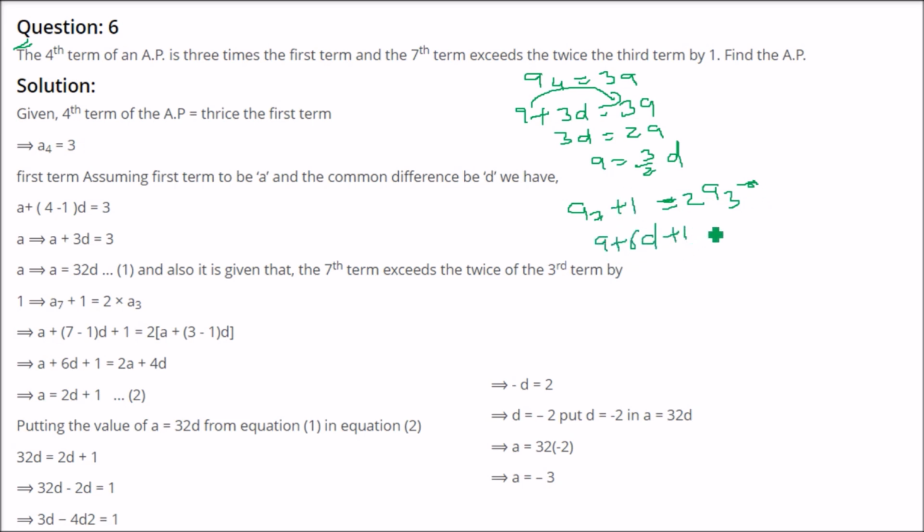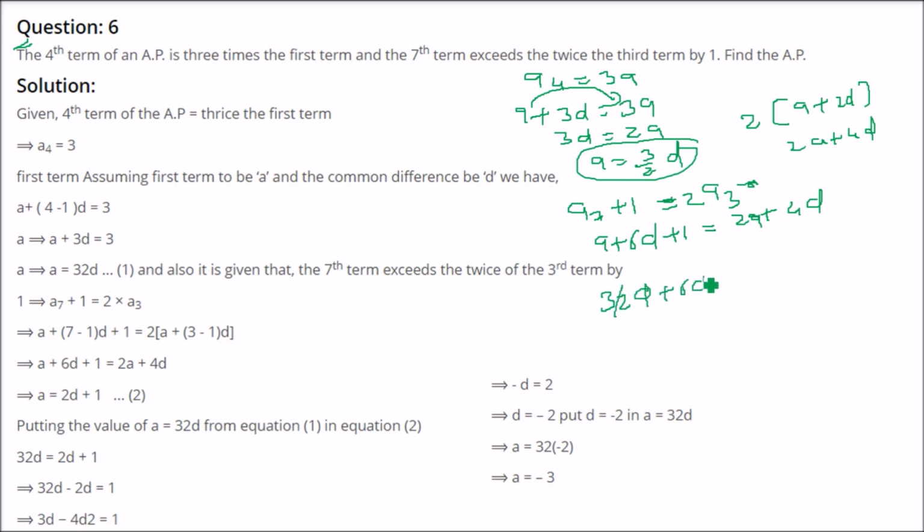So what is this A7? A plus 6D, 1 is already there, equal to this 2A3. 2A3 is 2 times A plus 2D. This is 2A plus 4D. So 2A plus 4D. Now what we are doing here is, we are putting A equal to 3 by 2 D here. A equal to 3 by 2 D plus 6D plus 1 equal to 2A. A we have put in 3 by 2 D plus 4D, right?